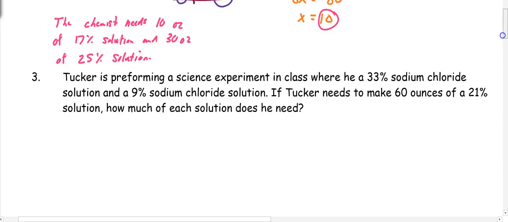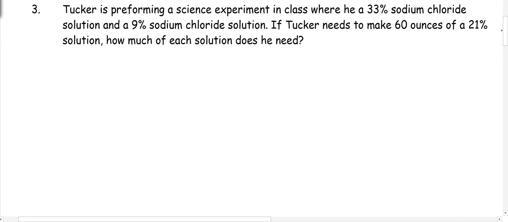Let's look at one more example. Tucker is performing a science experiment in class where he has a 33% sodium chloride solution and a 9% sodium chloride solution. He needs to make 60 ounces of 21% solution. How much of each solution does he need? The two solutions that he's mixing are again going to be our x and y. We can do it in any order, so I'll say x is the one that was listed first, the 33% solution. We'll just call them solutions instead of writing out sodium chloride. And y is a 9% solution.